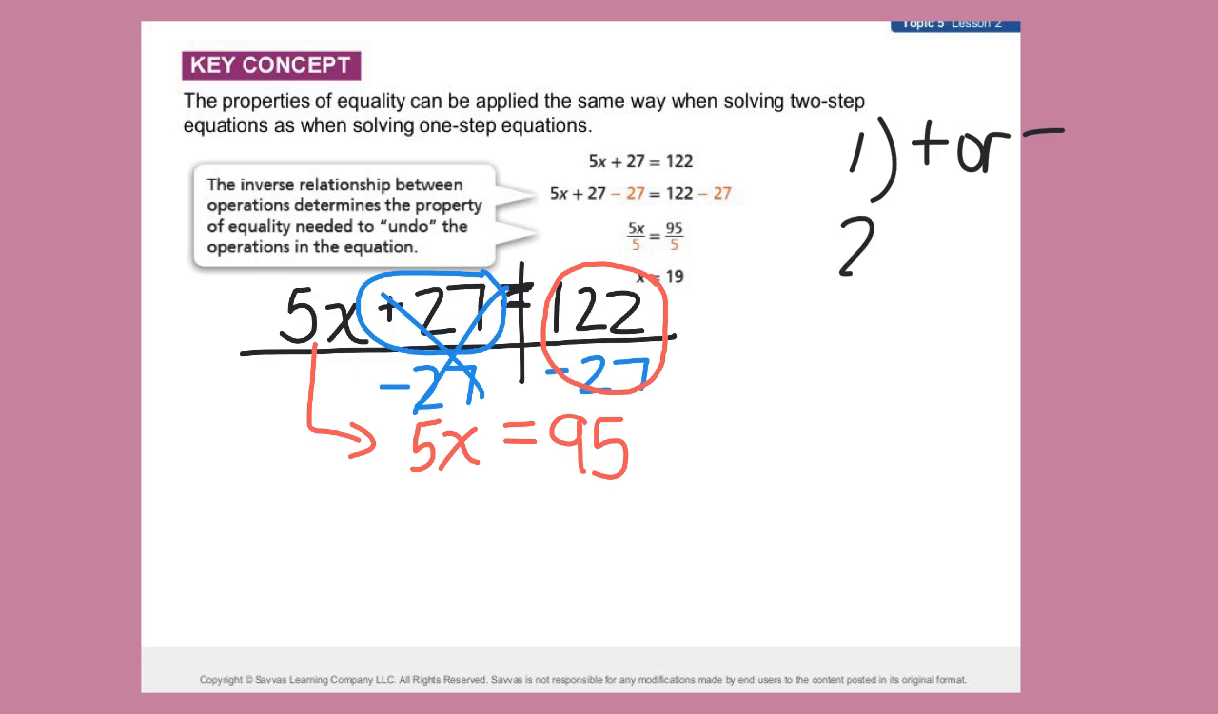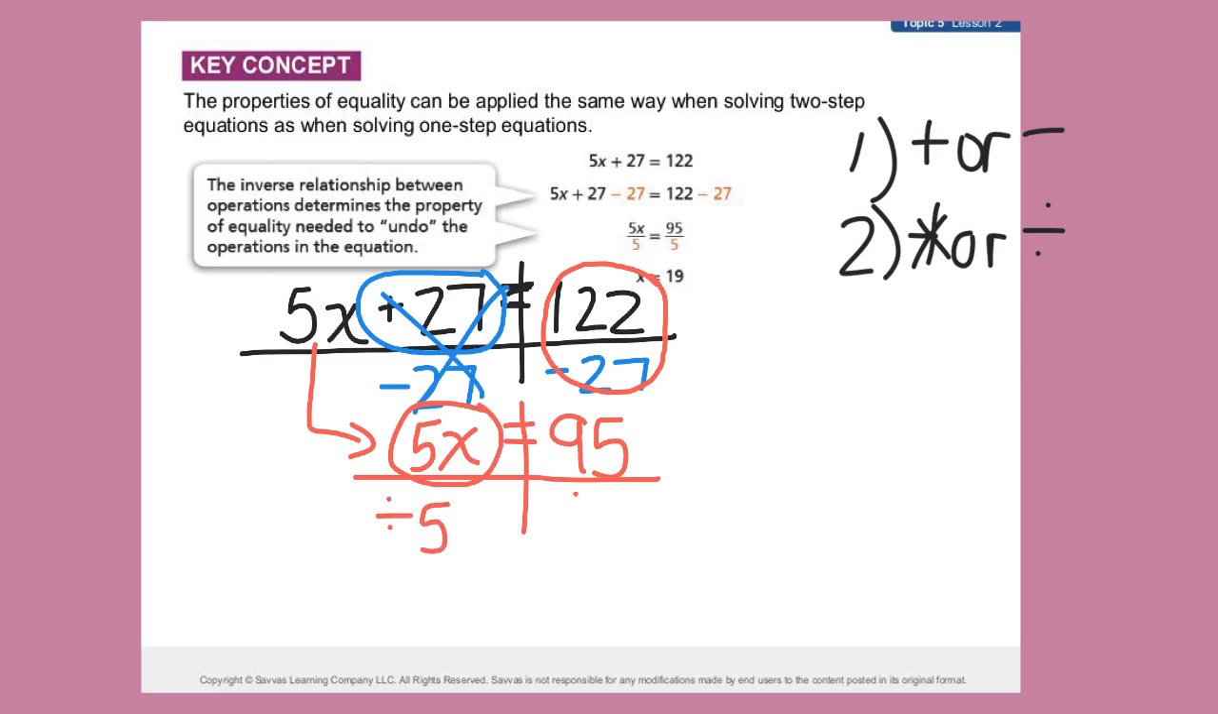Step 2, we're going to multiply or divide. The opposite of multiplying by 5 is dividing by 5. Both sides, please. 5 divided by 5 is 1x. That looks like that. Equal sign in the middle. And 95 divided by 5 is 19.